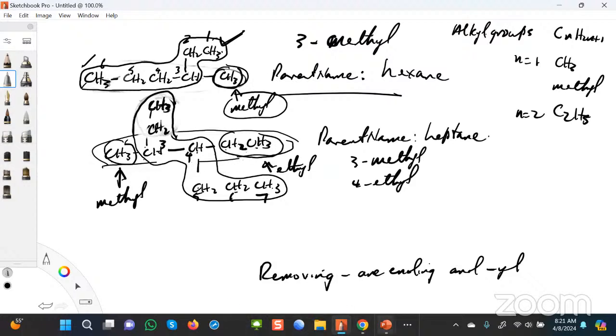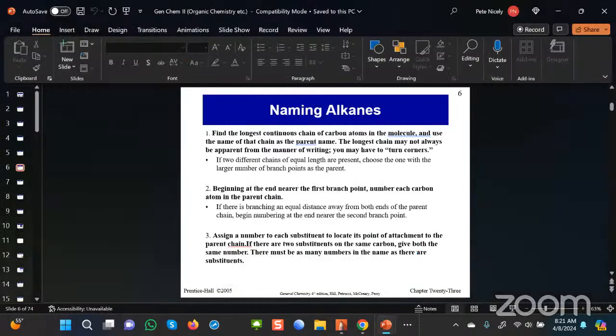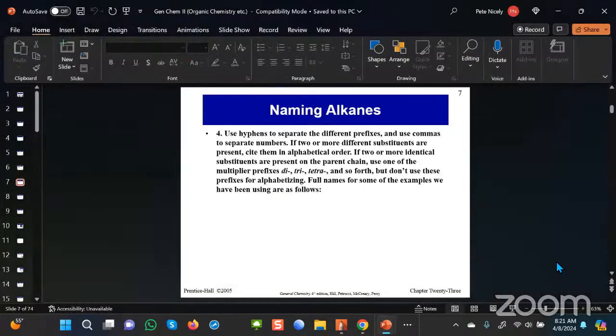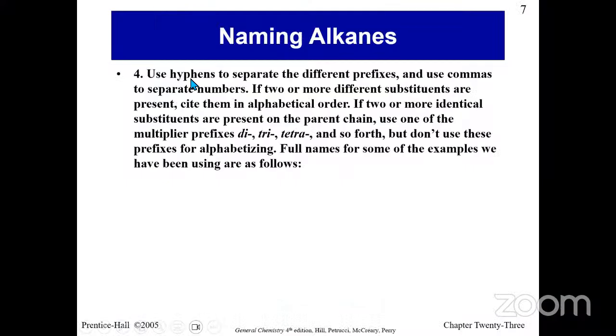So let me go back to the PowerPoint again, and we're going to move on to the next rule, which says, use hyphens to separate the different prefixes and use commas to separate the numbers. If 2 or more different substituents are present, cite them in alphabetical order. If 2 or more identical substituents are present on the same chain, use one of the multiplier prefixes, di, tri, tetra, and so forth. But don't use these prefixes for alphabetizing.